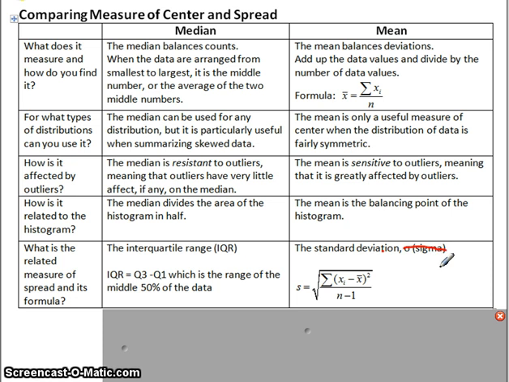Okay, there is the information you need about median and mean.